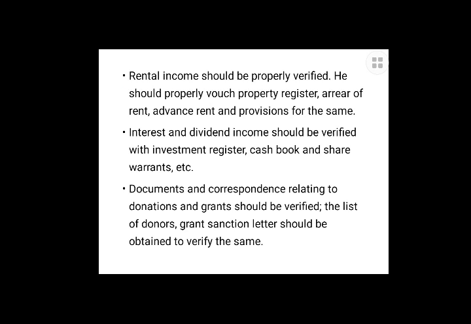Rental income should be properly verified. He should properly vouch property register, arrear of rent, advance rent and provisions for the same. Interest and dividend income should be verified with investment register, cash book, share warrants, etc. Documents and correspondence relating to donations and grants should be verified. The list of donors and grant sanction letter should be obtained to verify the same.